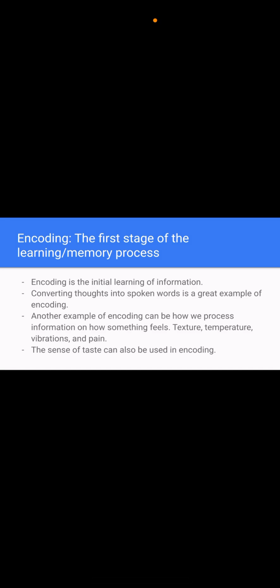Encoding. This is the first stage of the learning and memory process. Encoding is the initial learning of information. Converting thoughts into spoken words is a great example of encoding. Another example of encoding can be how we process information and how something feels: texture, temperature, vibrations, and pain, and also sense of taste.